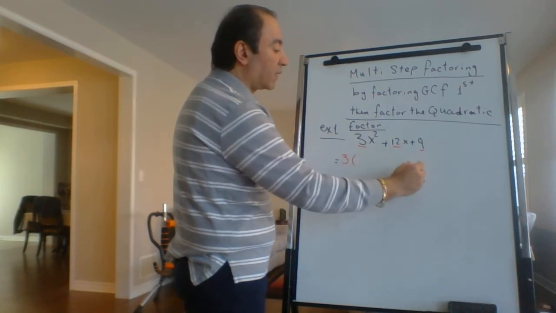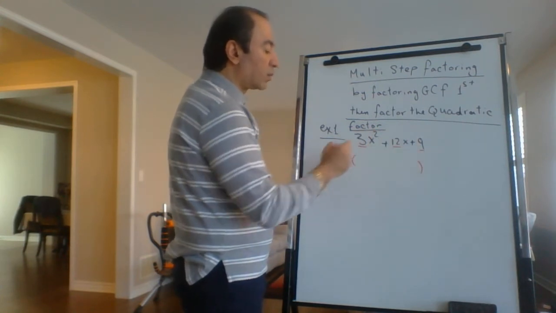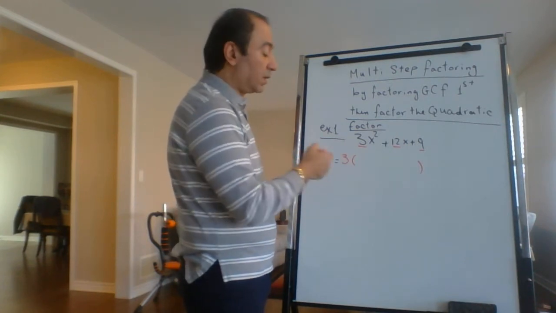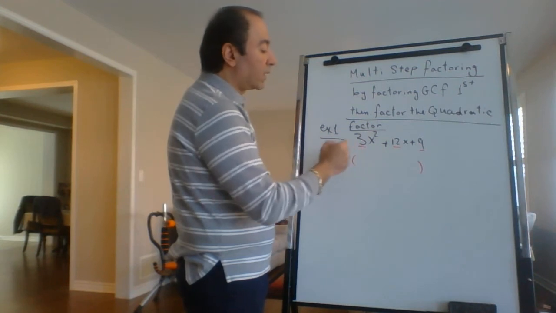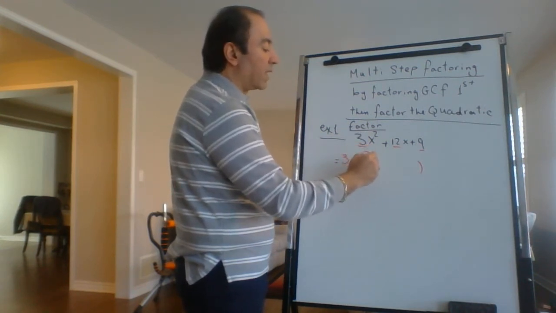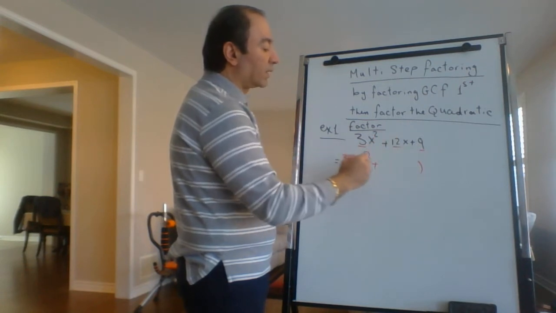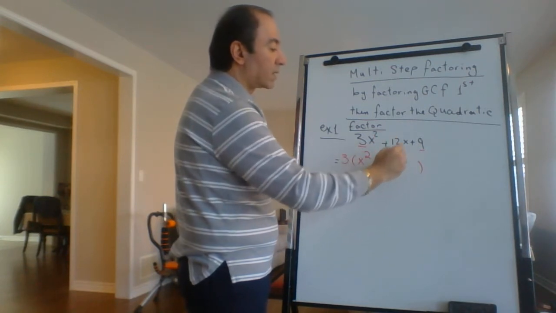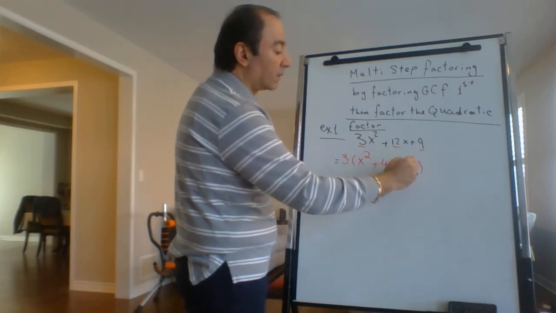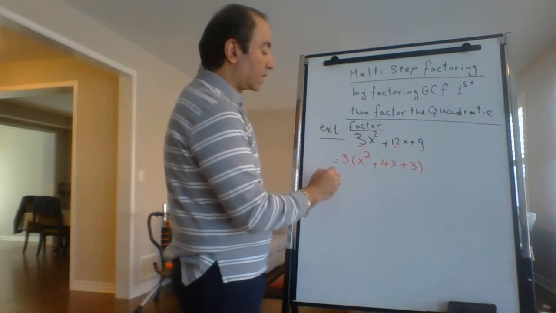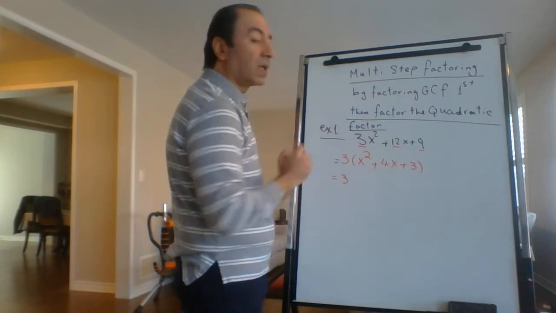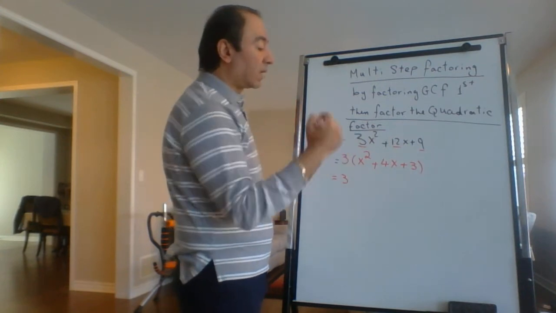When I factor the 3 out, I divide each term by the term I have factored out. Here it's 3. So 3x squared divided by 3 is 1x squared. Then 12x divided by 3 is 4x. Then 9 divided by 3 is 3. Okay? So this is the first thing. Now the 3 stays, and we try to factor this like the way we did the last time.